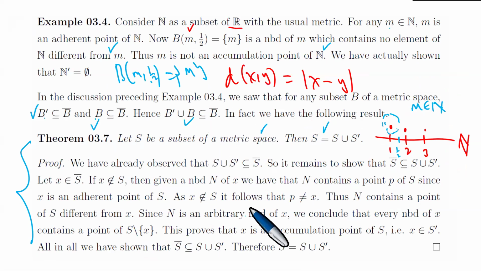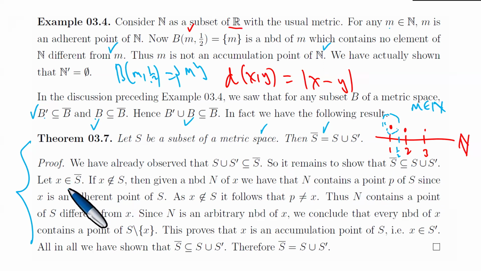In particular, we saw it here. We've already observed that B prime union B, so S union S prime, is in the closure. We're going to go into a little more detail at some point and try to understand the geometry of the sets. So it remains to show the reverse containment. Now we start from the closure and show the reverse: let us show that the closure of S is in S union S prime.